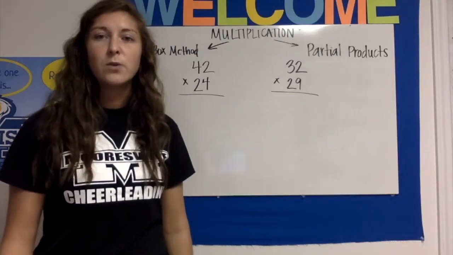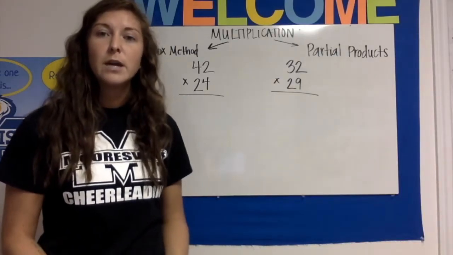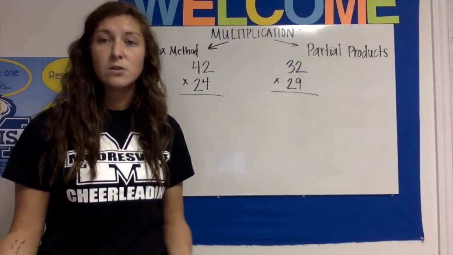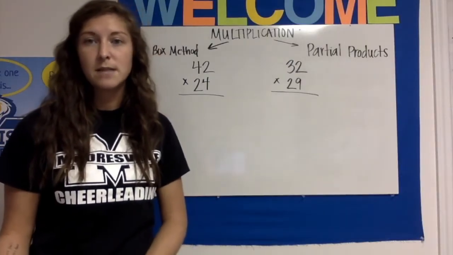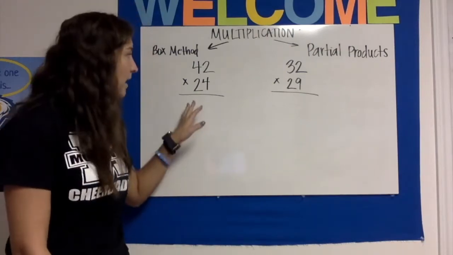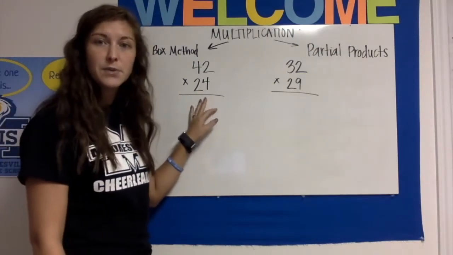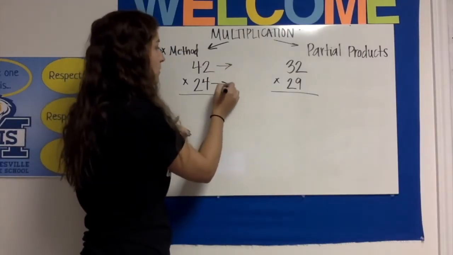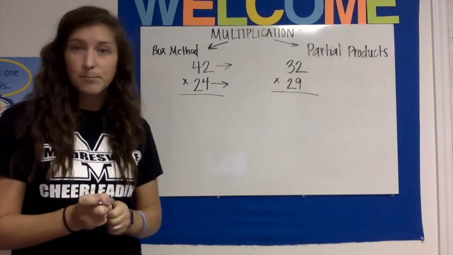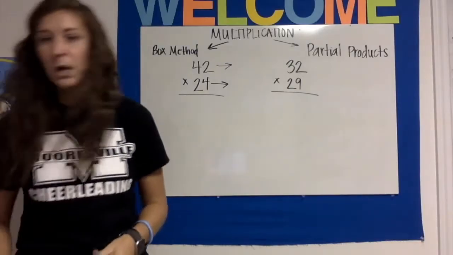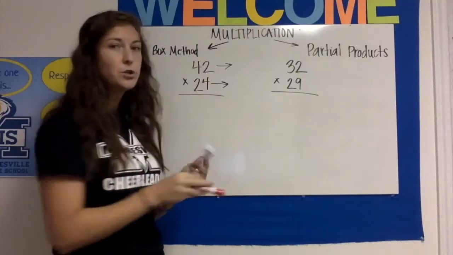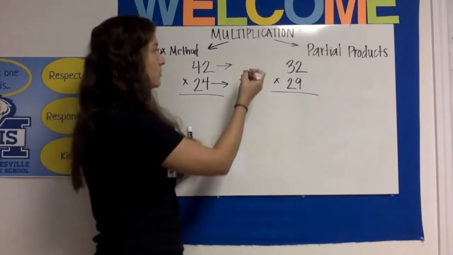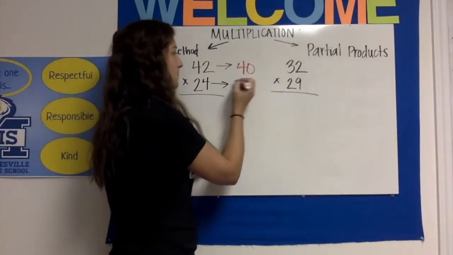What I'm going to do very quickly is show you how you might round each of these numbers in order to see whether your answer, once you do multiply, actually makes sense. So we have two-digit numbers here. We have 42 and we have 24. I'm going to round both of those to the nearest 10. So, for example, I am going to round 42. Is it closer to 40 or 50? So 42 is closer to 40.